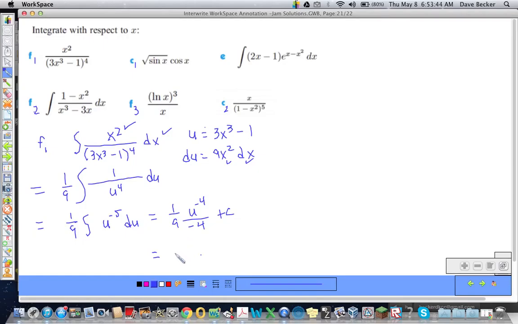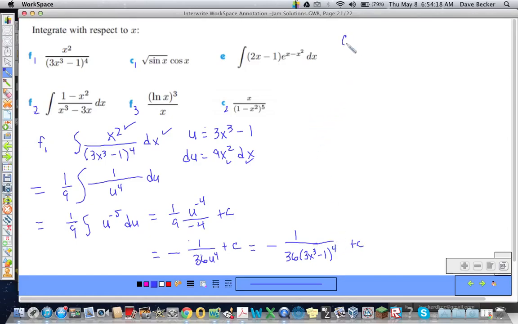What did I do, negative 4/9? Sorry. So that would be negative, from here, 1 over 36 u to the 4th plus c. And using my substitution, substituting back in for u, I get negative 1 over 36 multiplied by (3x cubed minus 1) to the 4th power plus c. Done. All right, let's do C1.